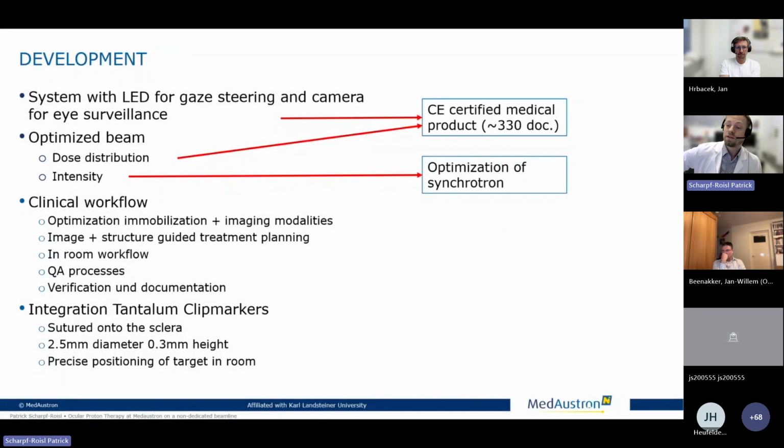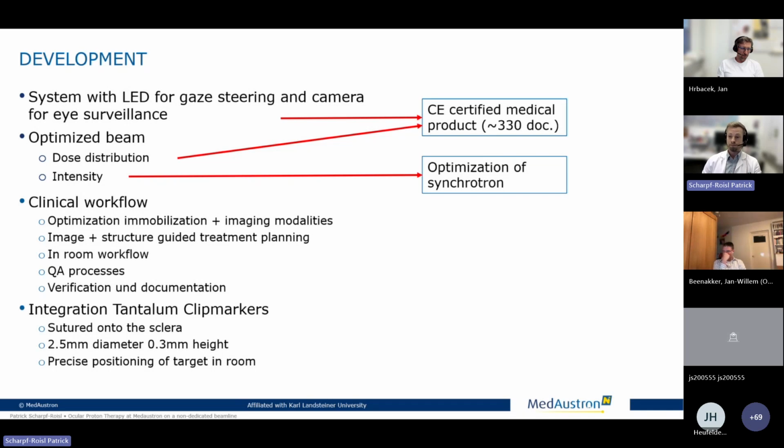Then, of course, we need to look into how to optimize and adapt our clinical workflow to make it feasible to treat uveal melanomas. We had a look at optimization of immobilization technique and imaging modalities to make up for these very tricky targets. We implemented a way to have treatment planning both image and structure guided to use, so to say, the best of both worlds. We created a fully new in-room workflow for patient positioning and position verification. We developed multiple QA processes to verify the proper treatment of the patient, and all of this is also verified and documented.